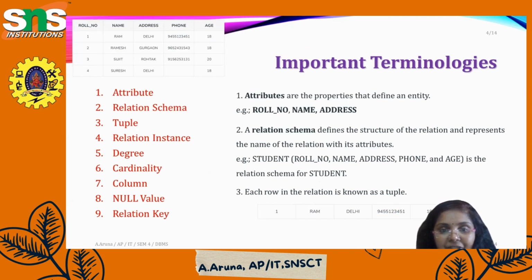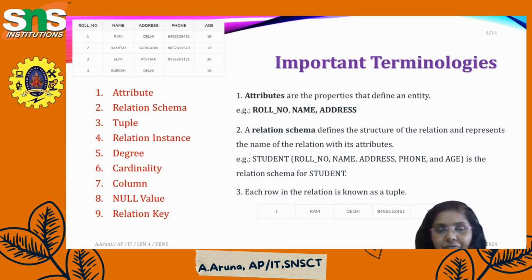First one is attribute. An attribute is nothing but a property that defines the entity. Here in this particular table, the attributes are roll number, name, address, phone number, and age. Second is relational schema. Schema is nothing but the architecture, the general architecture. Simply we can say it is the structure of the relation or table. That particular representation we call a schema.